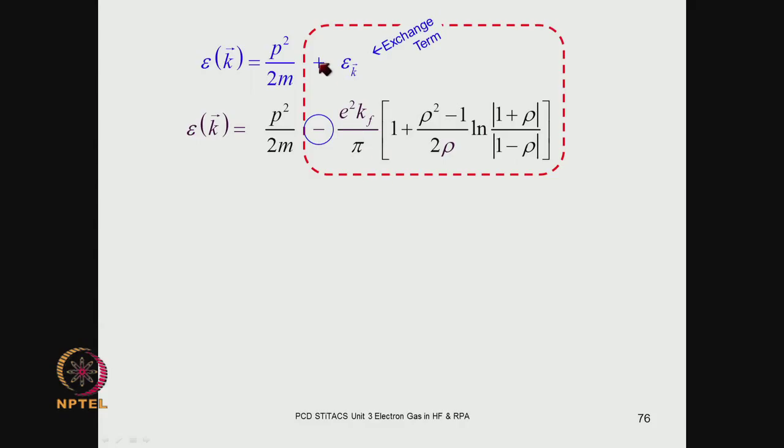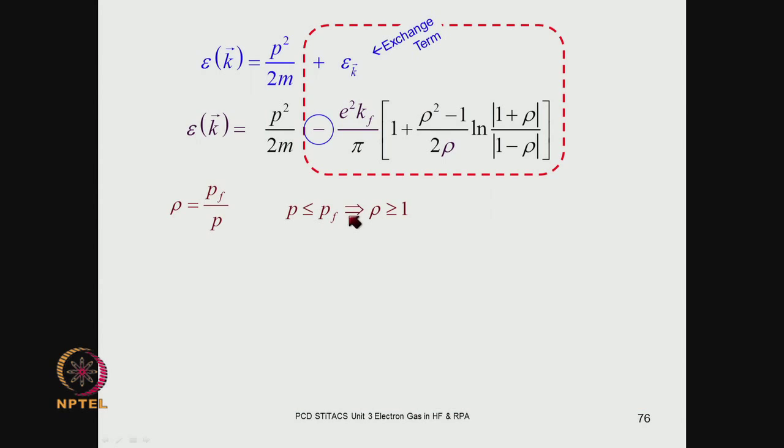Keep track of the sign. You had a plus sign here and a minus sign here, which essentially means that the exchange term has this minus sign. Rho is pF over p, but the variable p is always less than the Fermi momentum, because all the electron states are occupied only up to the Fermi level.